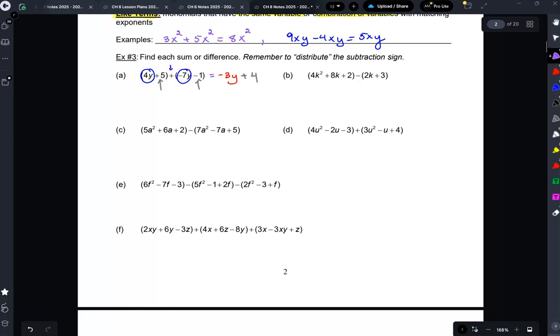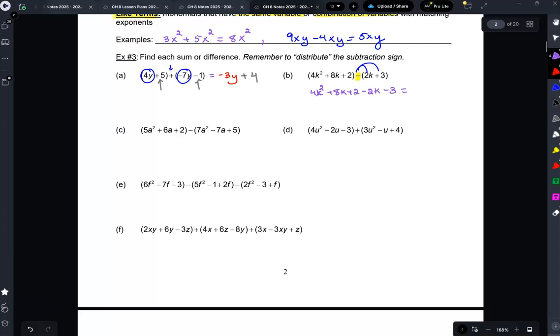Look at this one. Here there is a negative sign. Never, never start subtracting immediately if there is a negative sign. When there is a negative sign, you always need to distribute first. So 4k squared plus 8k plus 2 minus 2k minus 3.